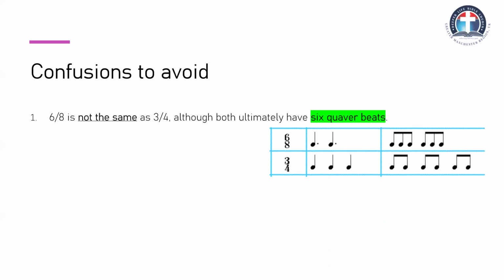But because both of them end up with 6 quaver beats doesn't mean that they are the same. No. You can see the way it's divided. Let's start from the 6/8. The 6/8 is 2 dotted crochet beats that divide themselves into 3s. So you must think about, is the standard note dividing itself into 2s or into 3s? If it divides itself into 2s, then it is simple. If it divides itself into 3s, then it is compound.